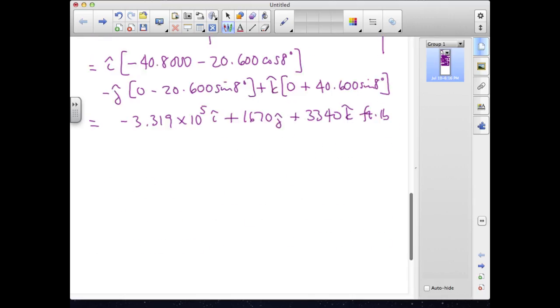Finally, we have the contributions from C and D, and these are a little easier to evaluate since the force provided by those engines is just directed along a single coordinate direction, in this case J. So we have RC cross FC, which is 9I minus 40J plus 8K feet, crossed into 400J pounds.